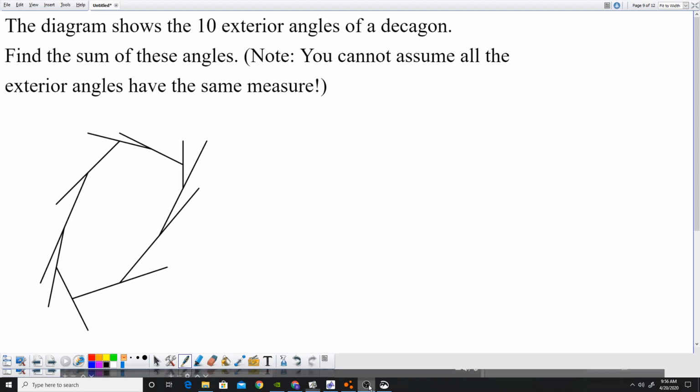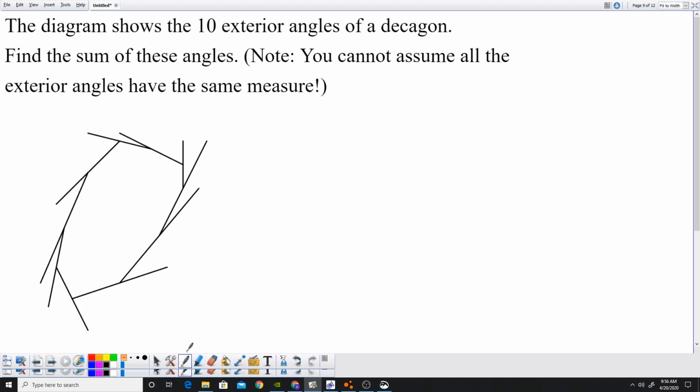Hello everyone. So, now that we have learned about interior angles, let's do a problem about the exterior angles. We have a decagon, a 10-sided figure with 10 exterior angles, and we want to find the sum of these angles. Note that we cannot assume that the exterior angles have the same measure, and it really doesn't look like they do. So how do we approach this problem?